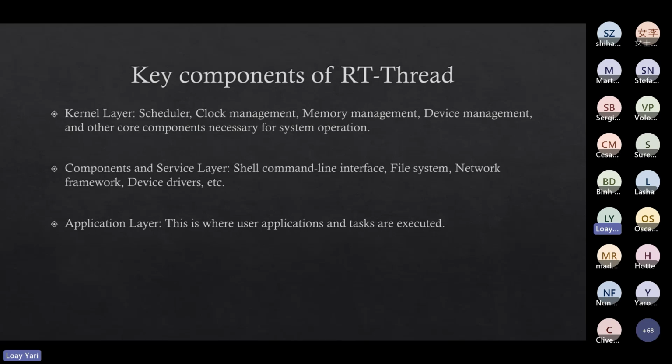So let's also check the RT-Thread components, which can be broken down into three levels. The kernel layer includes the scheduler, clock management, memory management, device management, and other core components necessary for system operation. The second layer is the component and service layer. This comprises a rich set of middleware components, including the shell command line interface, the one I mentioned before, the file system, network framework, device drivers, etc.